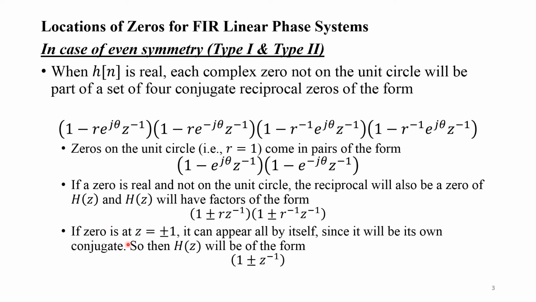If a zero is at z equals plus minus 1, it can appear all by itself because it is its own conjugate, so then we can write that h of z will be of the form 1 plus minus z inverse.